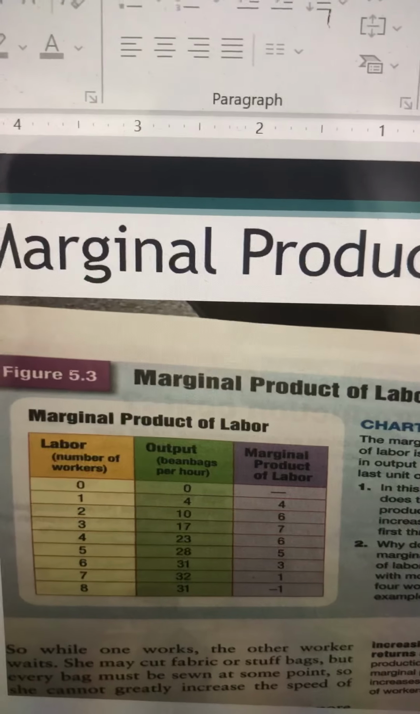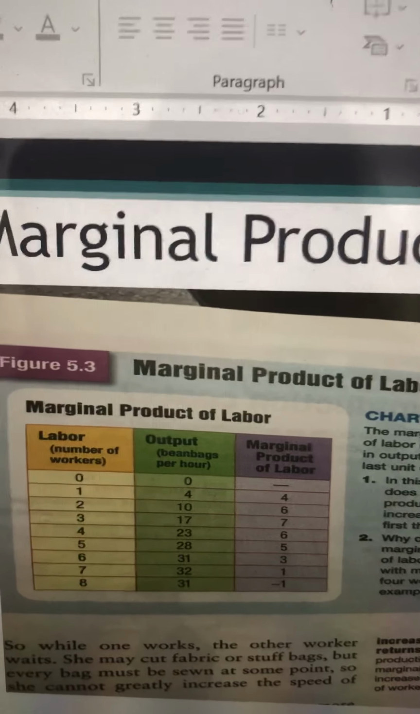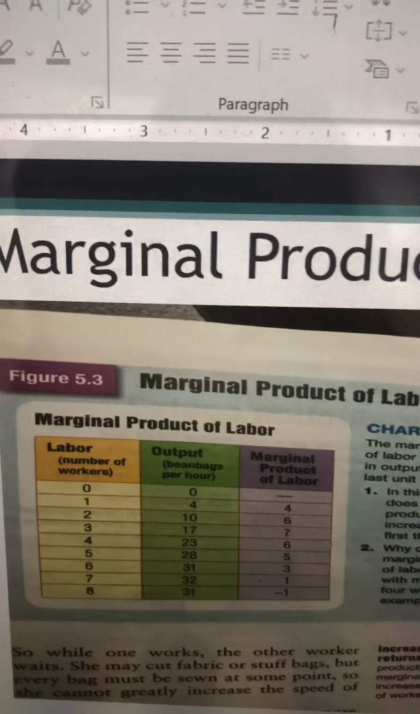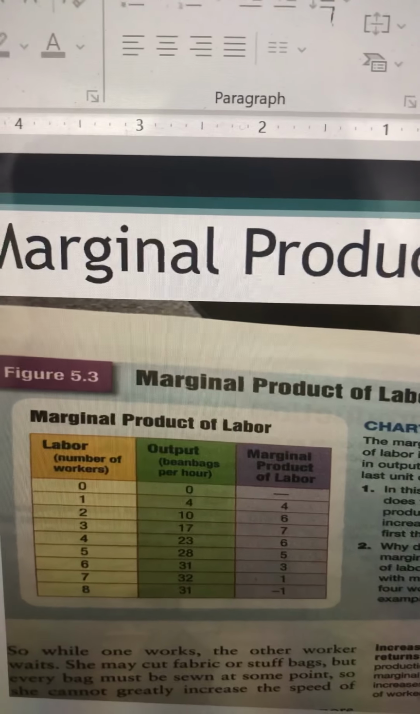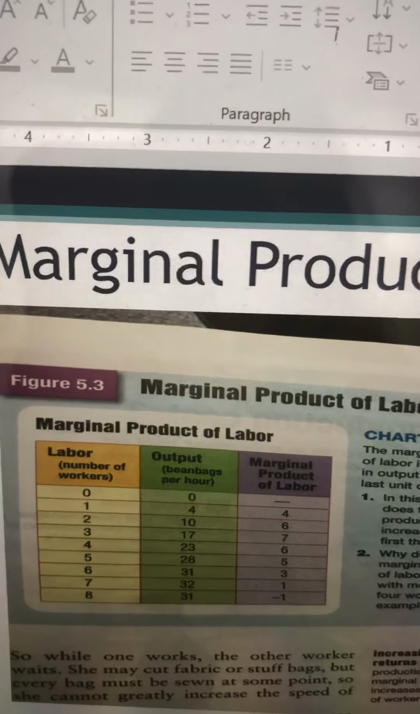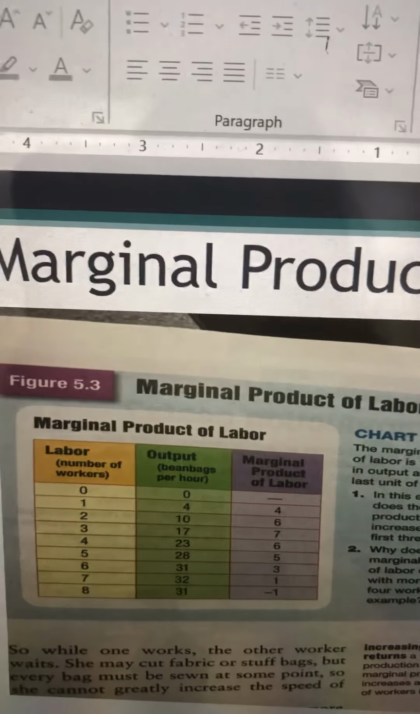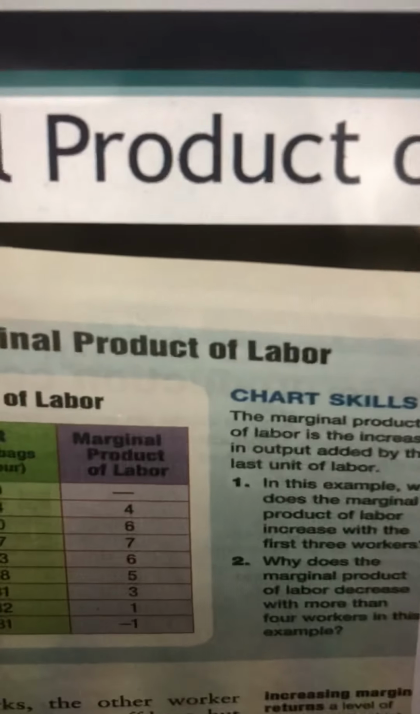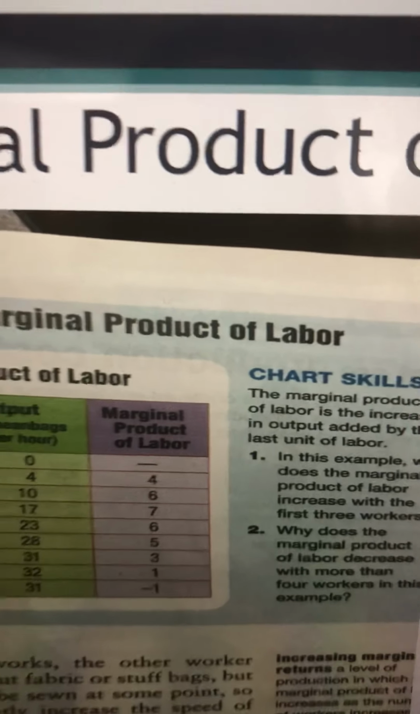So adding more workers helps them specialize in the tasks of output, right? So as you're increasing the workers, perhaps you would have them specialize. One worker cuts the cloth. One worker stuffs the bag with beans. The third worker sews the bag, right? So as they specialize, you're going to increase marginal returns, okay? But on the next slide, we're going to see eventually the marginal return goes from 4 to 6 to 7, but all of a sudden it starts to drop.